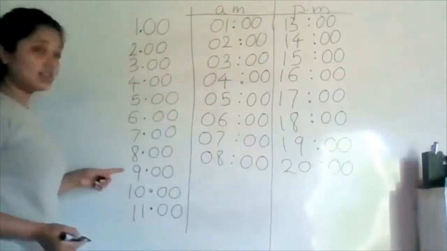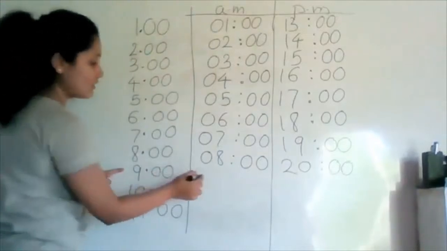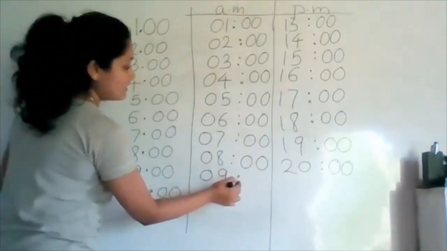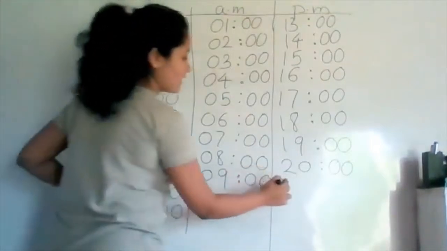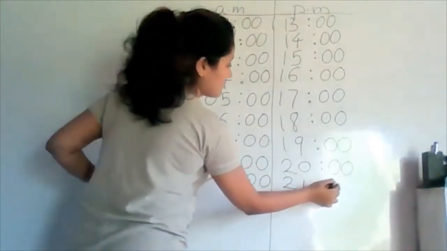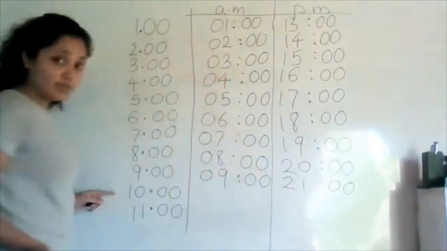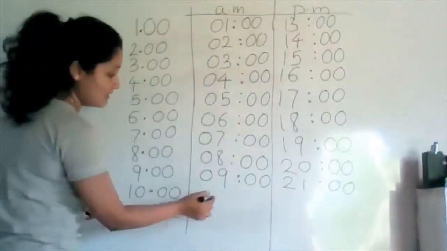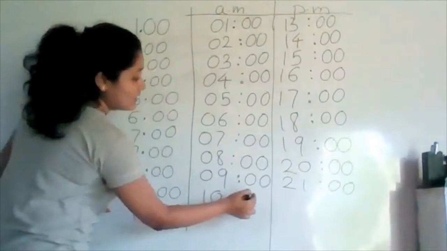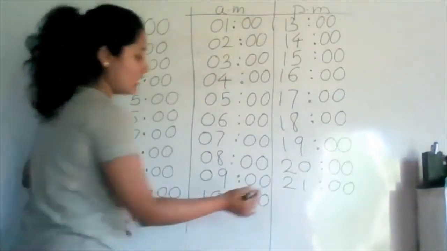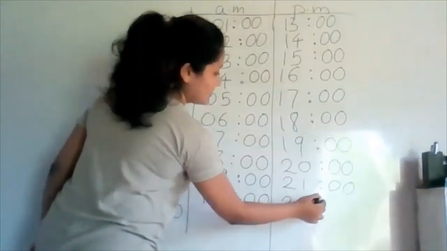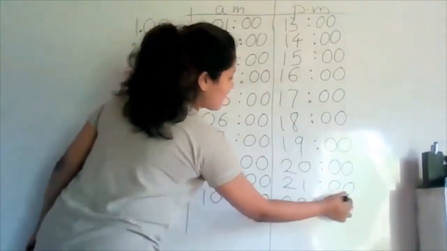The next one, 9. If it is 9 a.m., it is 09. And if it is 9 p.m., 12 plus 9, that is 21. Next one, if it is 10 a.m., that is just 10. And if it is 10 p.m., so 12 plus 10, that is 22. So here the time is 22 hours.